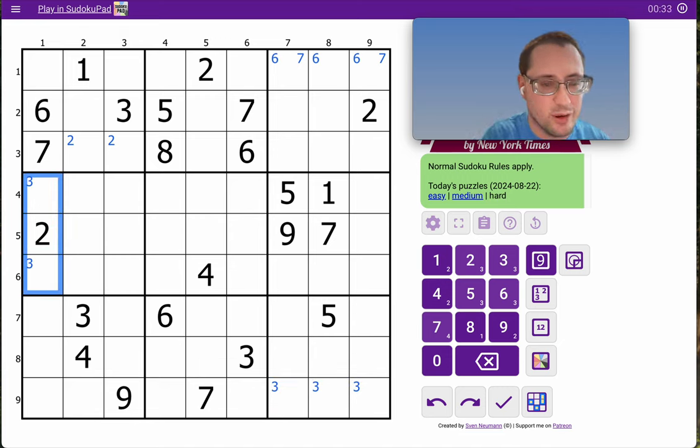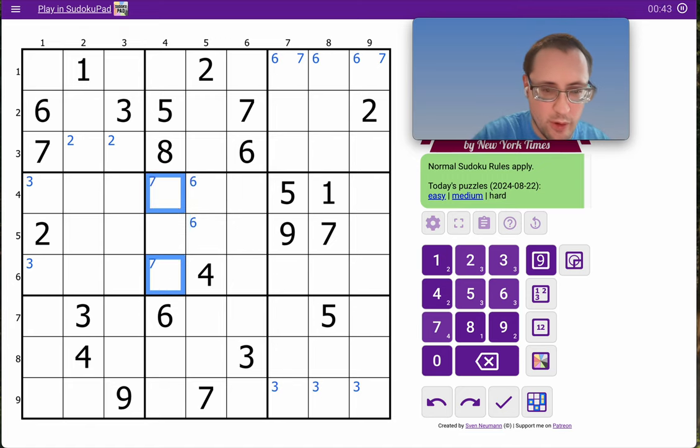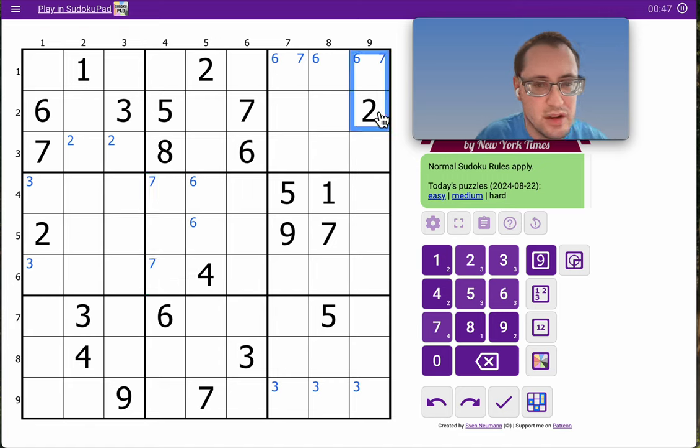Columns, I get a 3 in column 1. 6 in column 5. 7 in column 4. And I get a 5 in column 9, region 3, but that's all I get. Okay, 2, 3, 5, 6, 7.